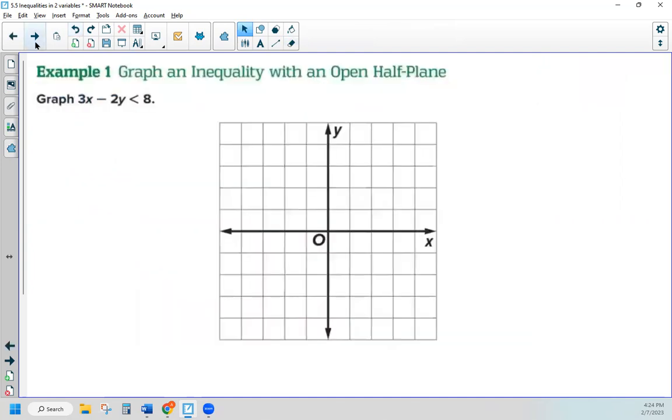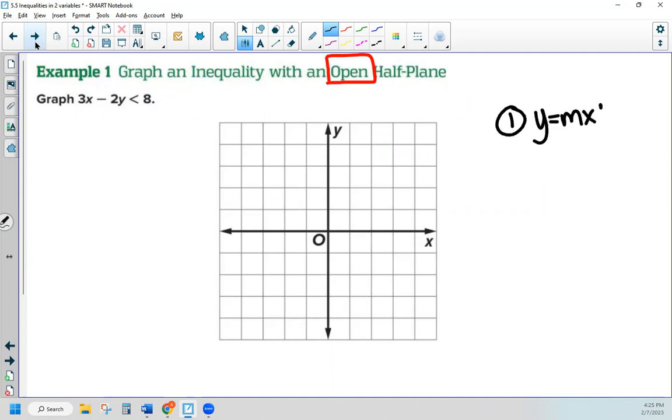Question number 1. Graph an inequality with an open half plane. The keyword here is going to be open, and we'll talk about what that means in a second. Our very first step is to grab our given inequality and turn it into our graphable form. We always like to put it into y equals mx plus b. That's called slope-intercept form, because m is the slope and b is our y-intercept. We can graph that very easily.